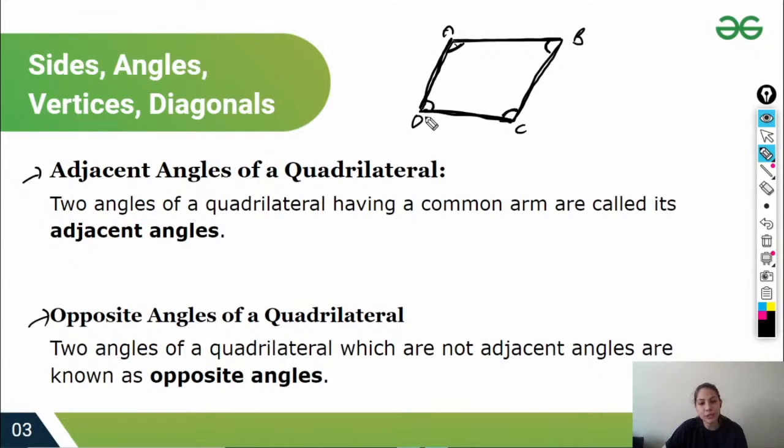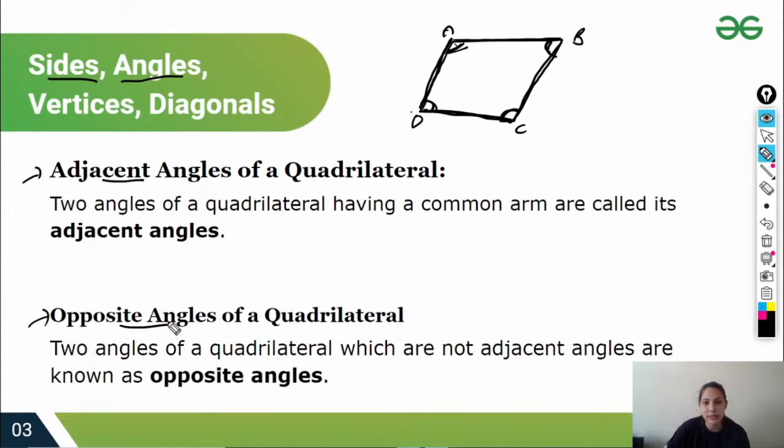Opposite angles are those which are not adjacent, which do not have any common arm, which do not have any common vertex. That is, angle D and angle B have no common arm. Angle C and angle A, these are opposite angles of a quadrilateral. So just as we studied two types of sides in a quadrilateral, similarly there are two types of angles in a quadrilateral. That is adjacent, meaning nearest, closest, or having something in common.